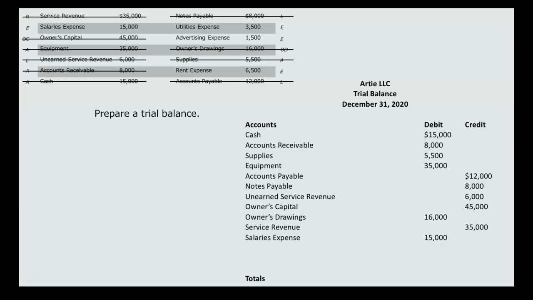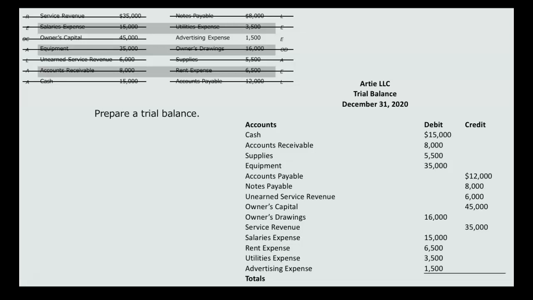The next largest expense is rent expense at $6,500. Then we have our utilities expense of $3,500. And finally, our advertising expense of $1,500. So this is what I was talking about earlier with those three steps of the trial balance. We just completed step 1.